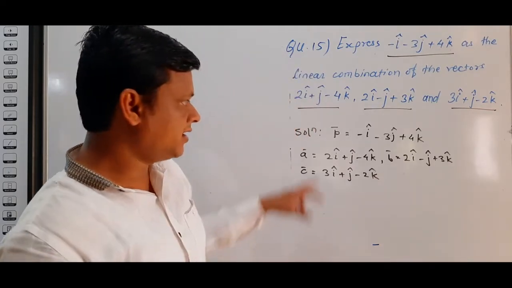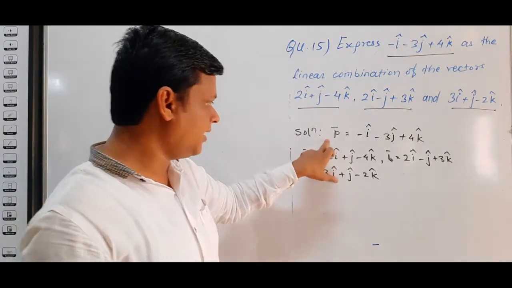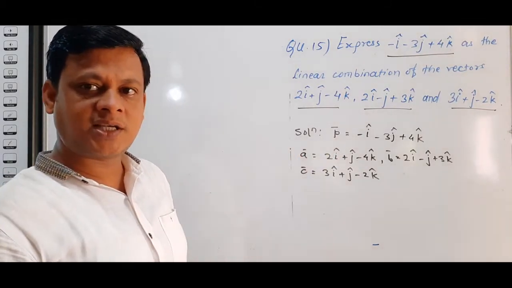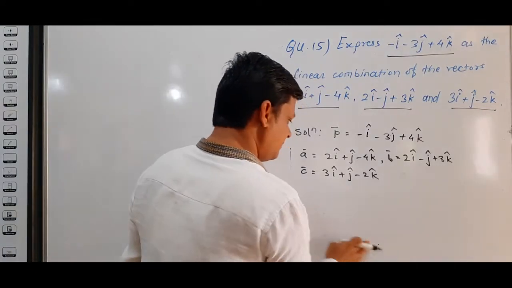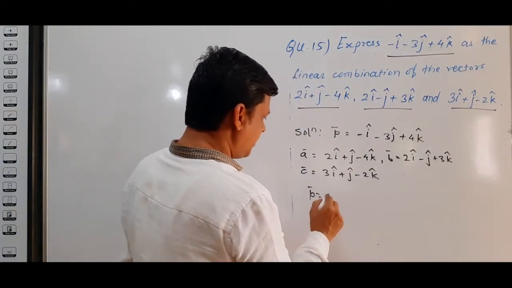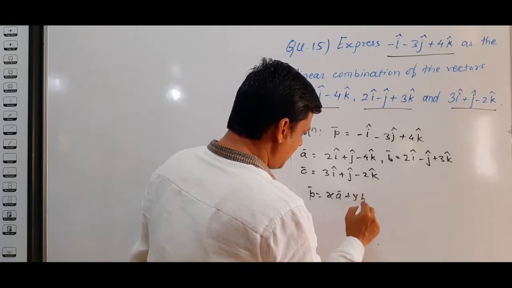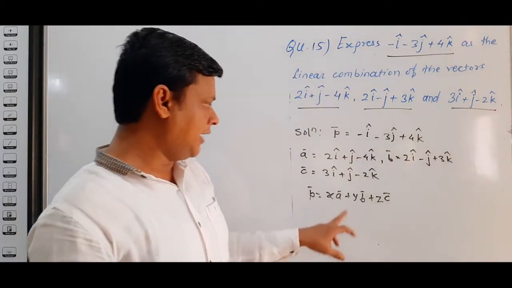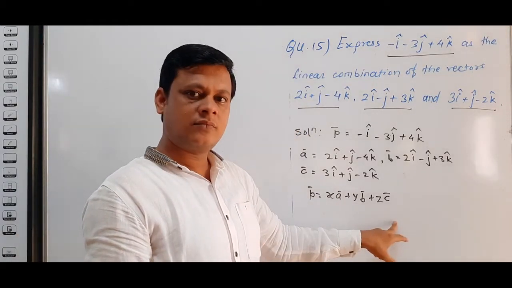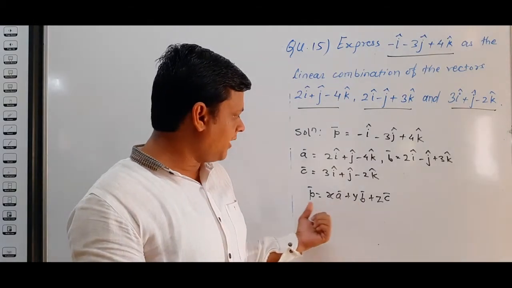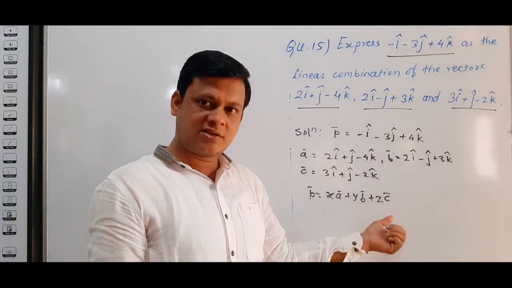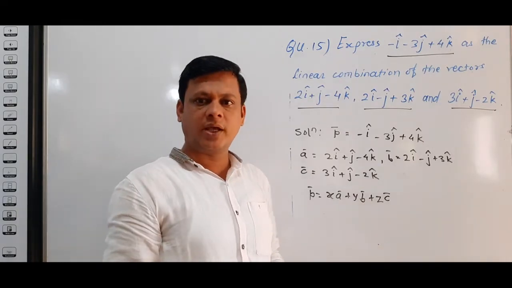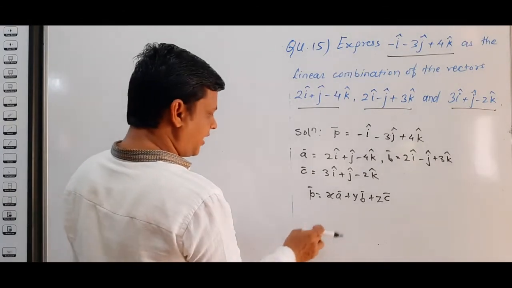Now we have to express this vector p bar in the linear combination of vectors a, b, c. That means there exist three scalars x, y, z such that p bar is equal to x a bar + y b bar + z c bar. That means we have to find the value of these scalars x, y, z. So first we substitute the values of vectors p, a, b, c, and by equality of vectors we write this in the form of equations.